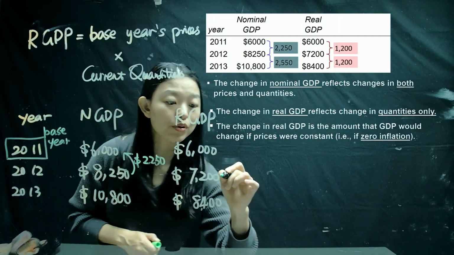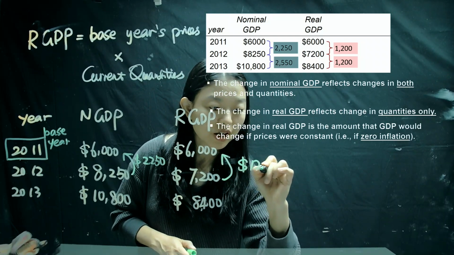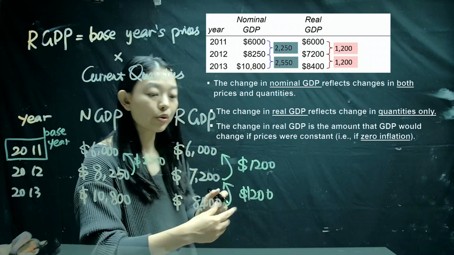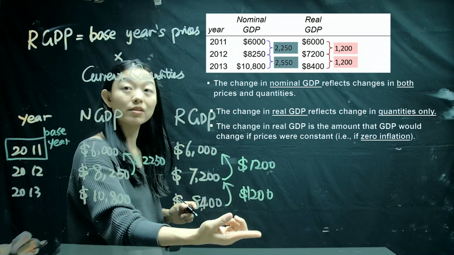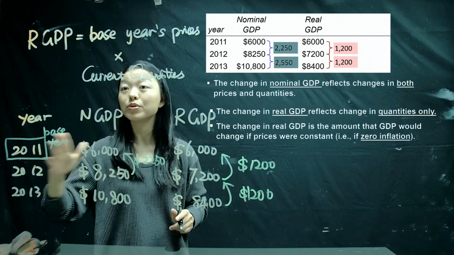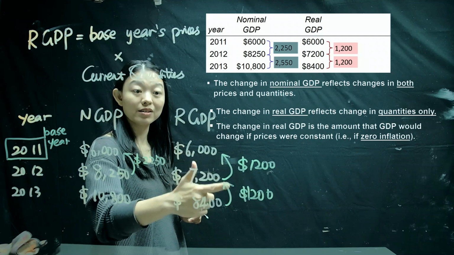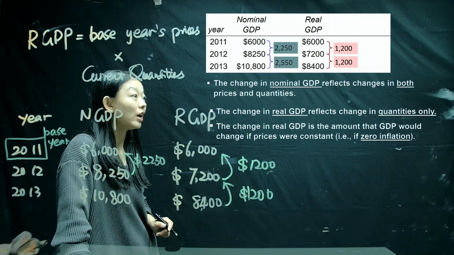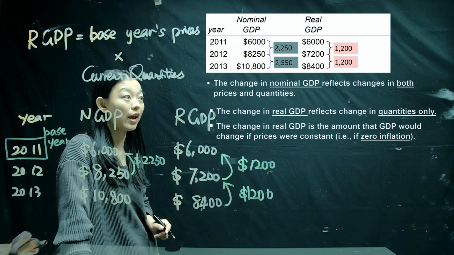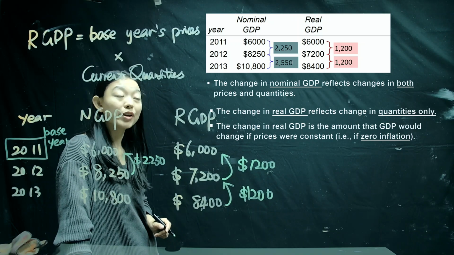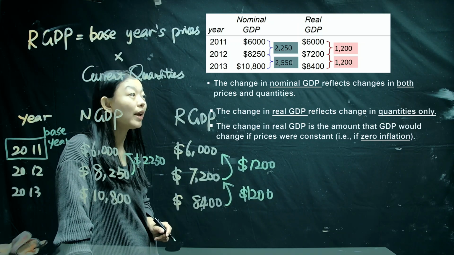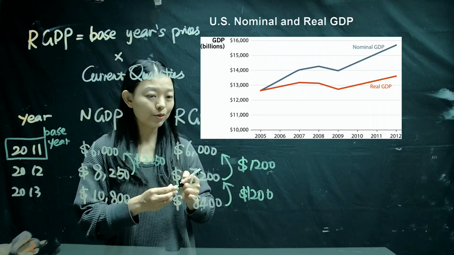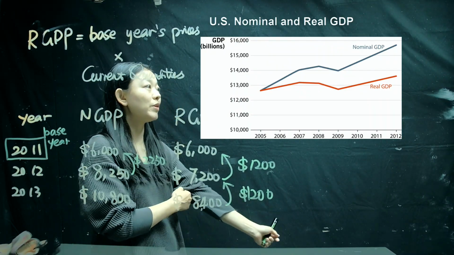However, the changes in real GDP only reflect the changes in quantity, not the changes in price, because we all use the same price but different quantity in each year. So the change in real GDP just shows the change in quantity because it has no inflation. Okay, so this graph will just show you the nominal GDP and the real GDP.